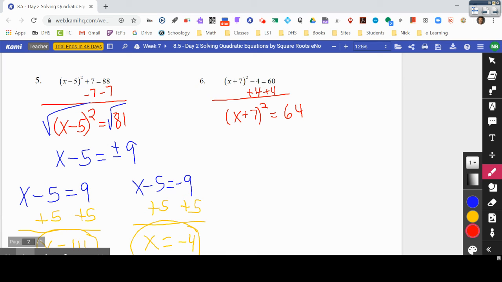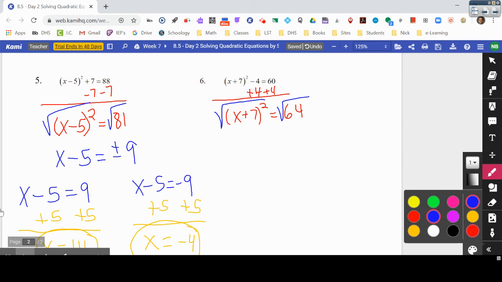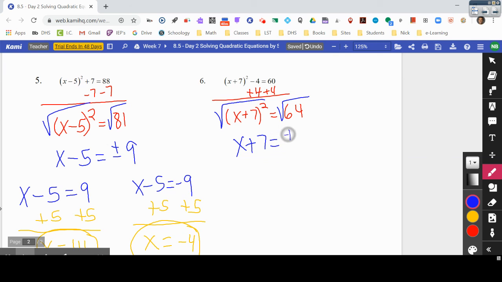All right, so now I'm ready to take the square root of both sides because this square term is isolated. So I square root both sides, and I get x plus 7 is equal to plus or minus 8, right? The square root of 64 is 8. So now I'm ready to make my two equations, right? So we get x plus 7 is equal to positive 8, and x plus 7 is equal to negative 8. And now to solve, I subtract 7 from both sides.